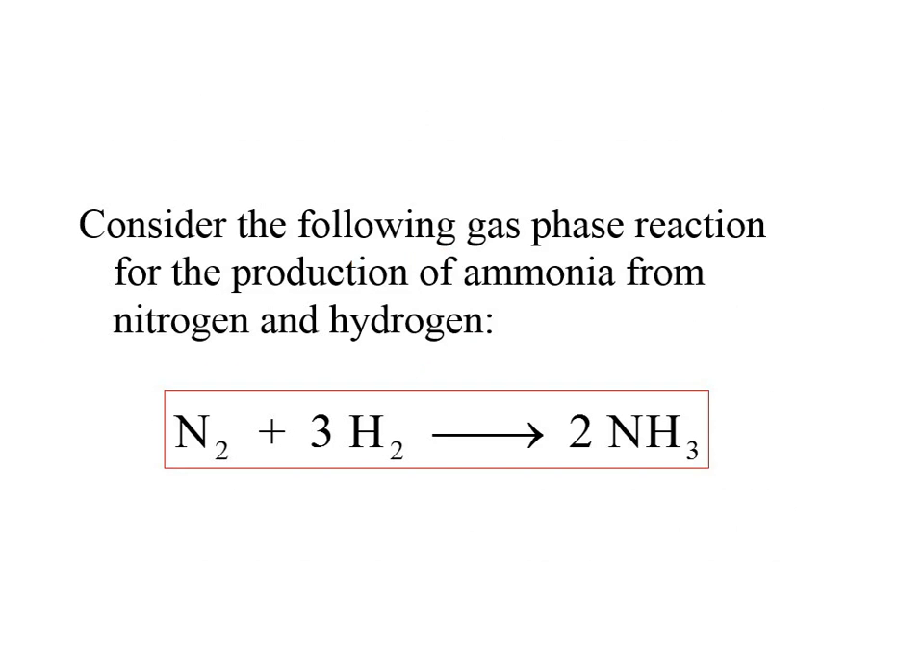So let's scale it up and look at something different. The Haber process does this quite well. It makes liquid ammonia, or gaseous ammonia, I guess. So this is balanced with 1, 3, and 2 stoichiometric coefficients.